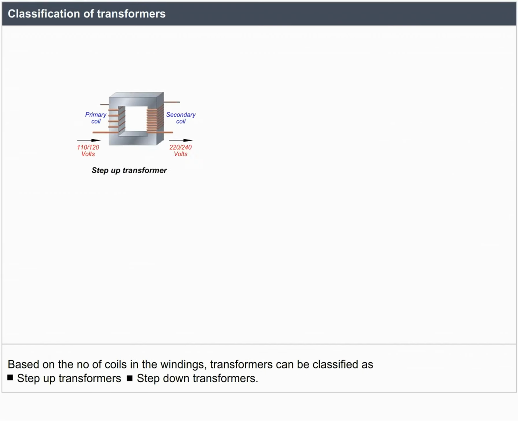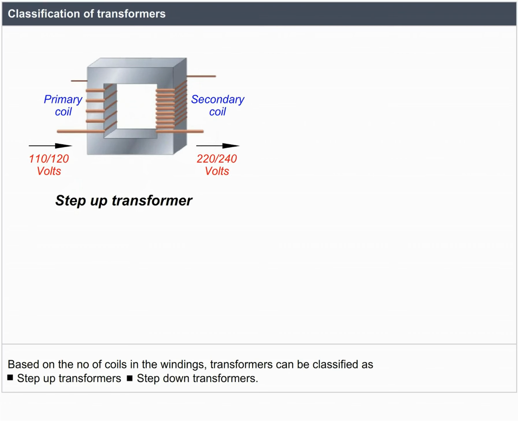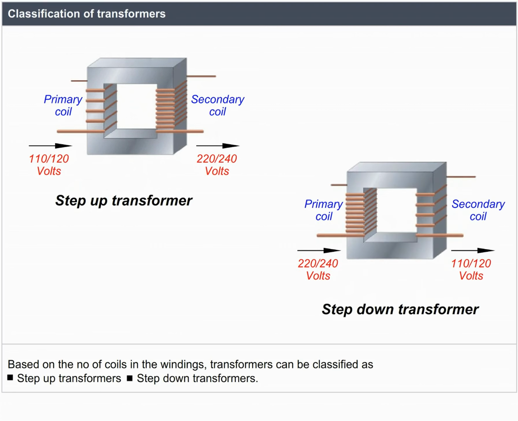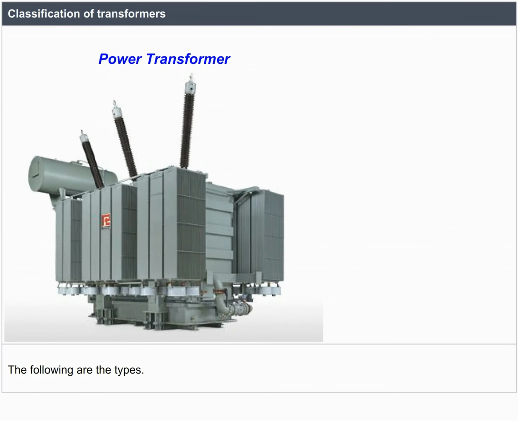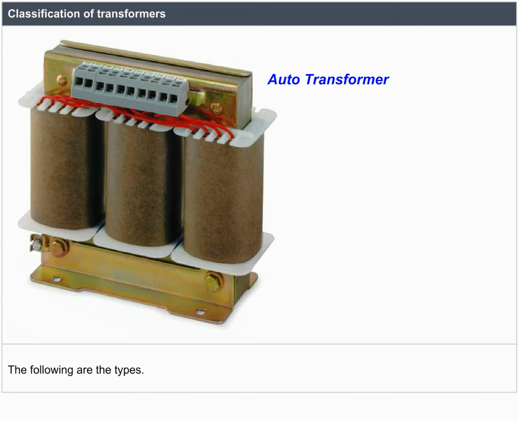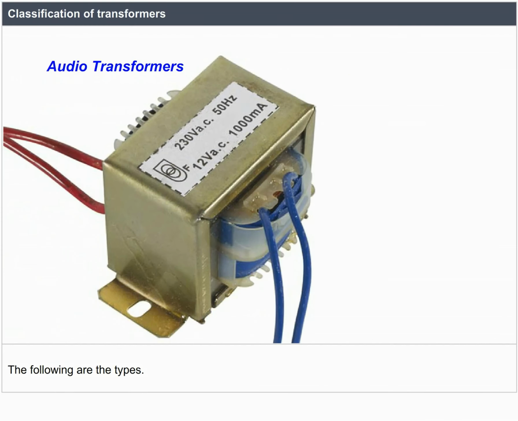Classification of transformers. Based on the number of coils in the windings, transformers can be classified as step-up transformers and step-down transformers. The following are the types. Power transformers. Power transformers are used in converting high-power mains voltage to low voltage. Auto transformers. Transformer in which both the primary and secondary winding is the same. Audio transformers. Transformers used in audio equipment are audio transformers.